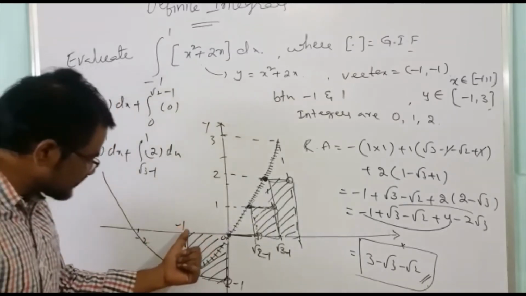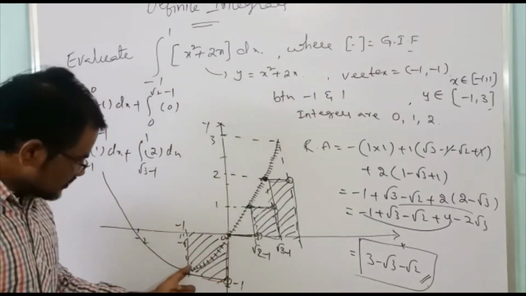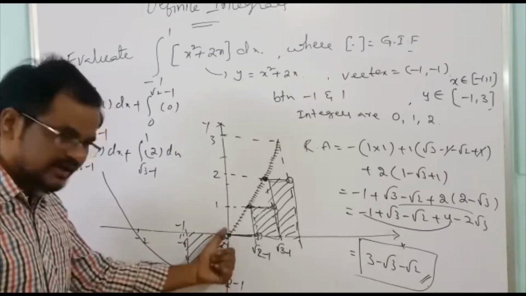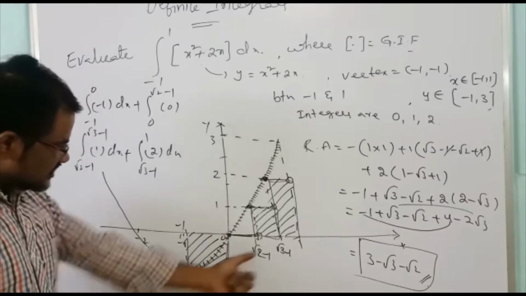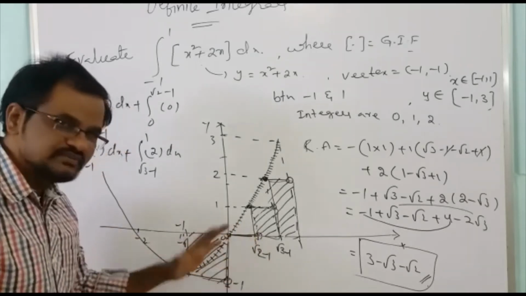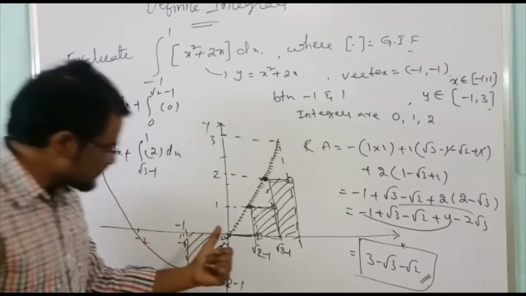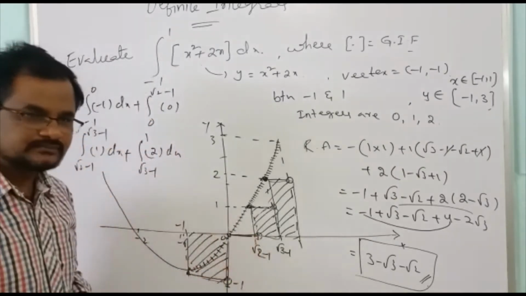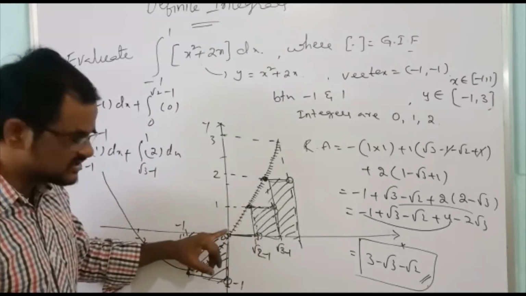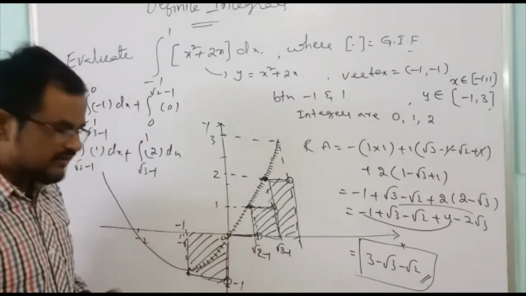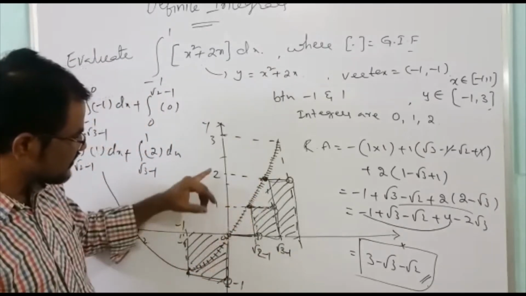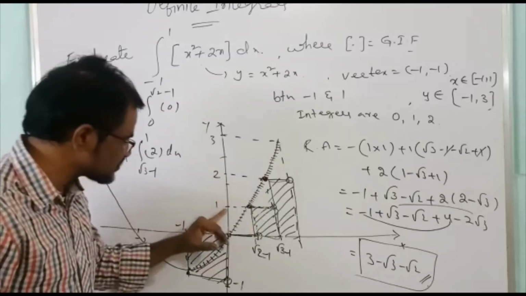Whenever x is from -1 to 0, the graph exists here to here, so the y value varies from -1 to 0. The greatest integer there is -1. Next, the x value is 0 to root 2 minus 1. The graph is this one, so the y value varies from 0 to 1. So the greatest integer of y is 0. If x is root 2 minus 1 to root 3 minus 1, the graph is this one, the y value varies from 1 to 2, and the greatest integer of y is 1.